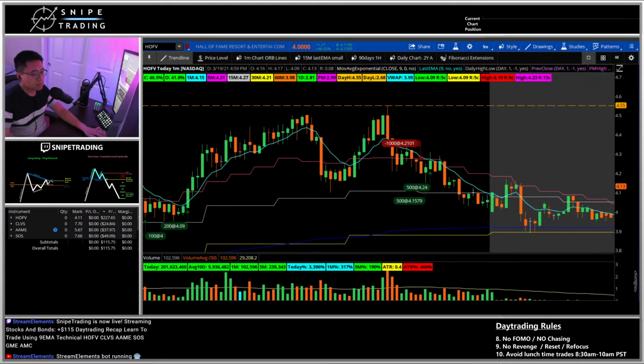Another one here for this inverted cup and handle. It didn't go as far and I just took it off.